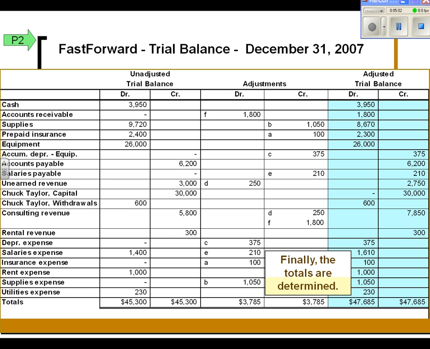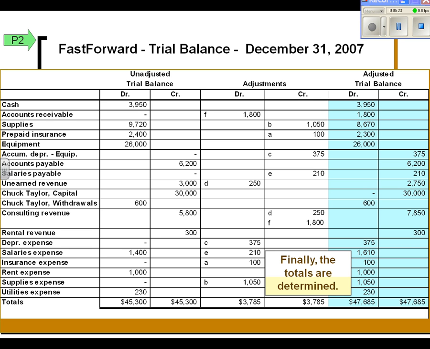Let's skip down to one that has an adjusting entry. Let's look at supplies. So here, supplies on the unadjusted trial balance has a balance of 9,720. Then I have an adjusting entry, entry B, where I'm showing that I used $1,050 worth of supplies.